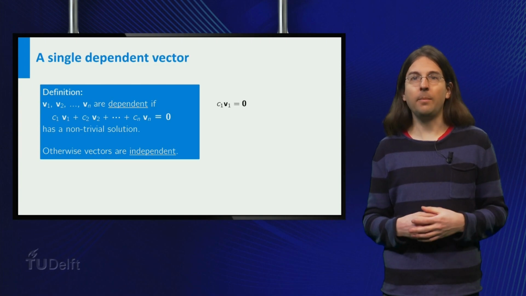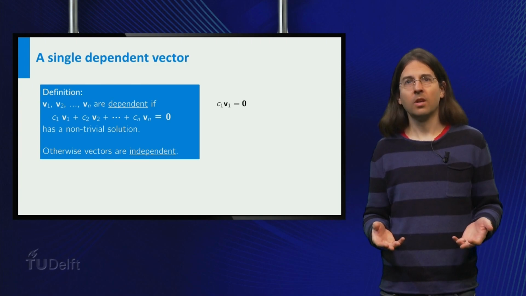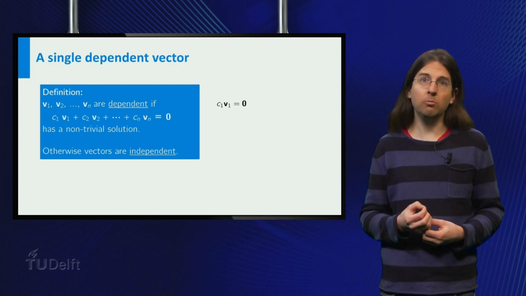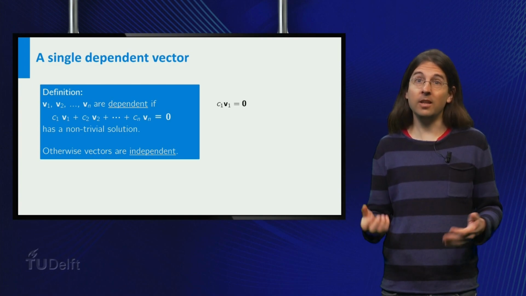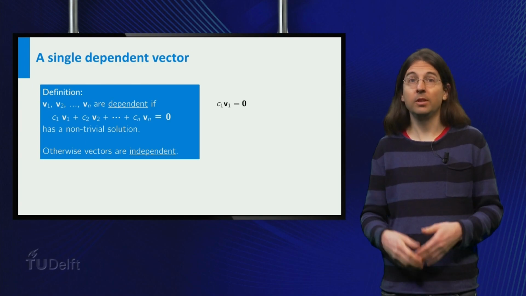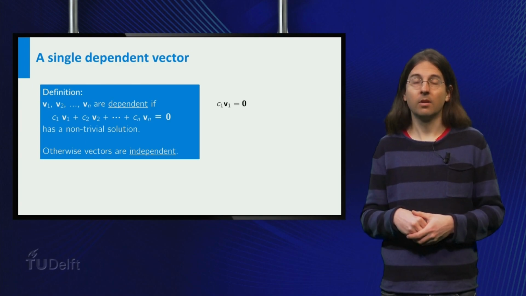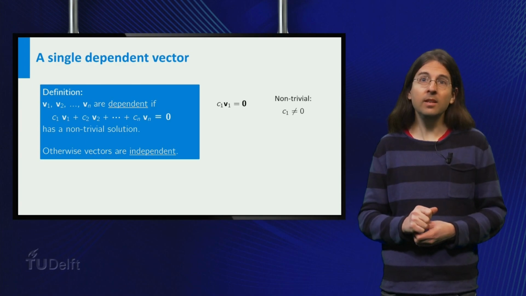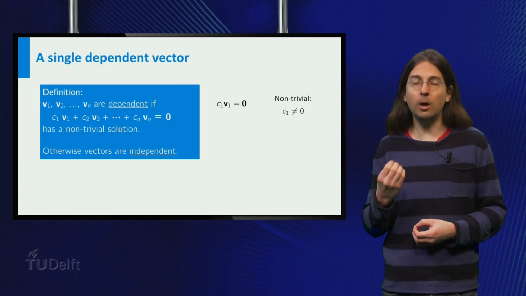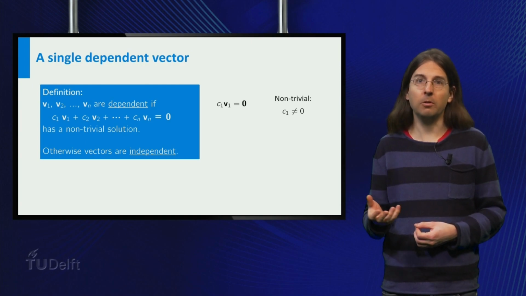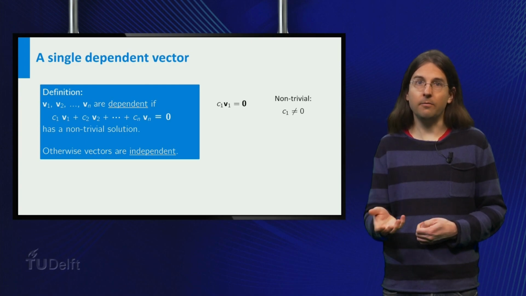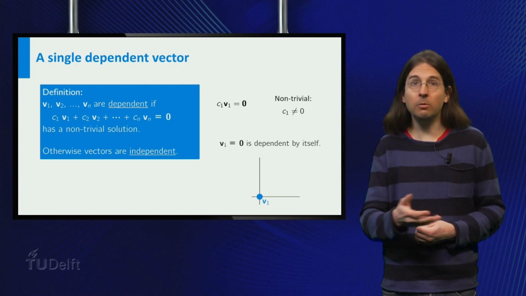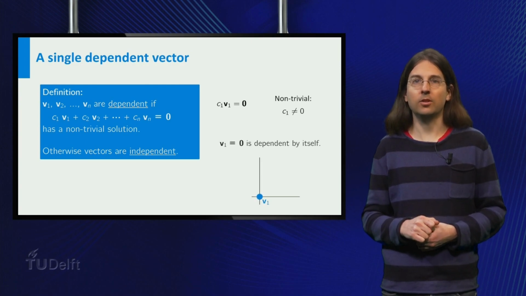Let us see what happens in R2. If we have just a single vector v1, to see if v1 is dependent, we consider the equation c1 times v1 equals 0. Non-triviality means we exclude the obvious solution c1 equals 0. And as c1 is non-zero, we can divide by it and obtain that v1 must be the 0 vector itself.